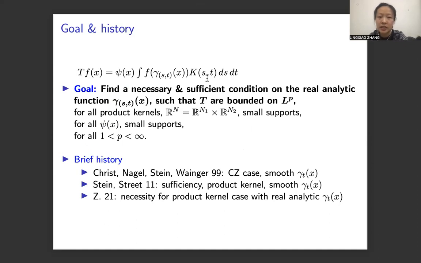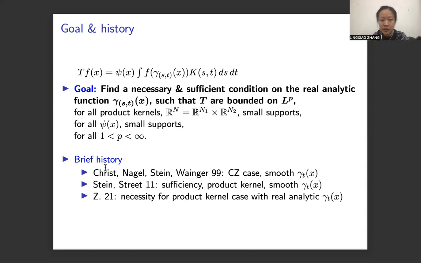So again, this is the operator T, and for simplicity, we consider the two-parameter case with s, t, and the goal is to find a necessary and sufficient condition on the real analytic function gamma, such that T is bounded on L^p for all product kernels K, for all smooth bump functions psi, and for all p strictly between 1 and infinity. It turns out that with that same condition, which I will talk about in a minute, it is also necessary and sufficient even if I replace here for all p by for some p.